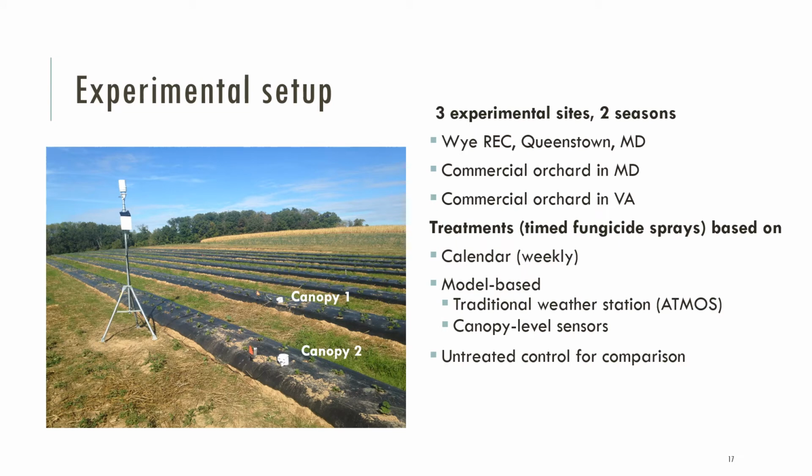The treatments for the timed fungicide sprays are based on 4 timings. The first one is a weekly calendar spray roughly on the same day every week. And then we have 2 model-based treatments. The first one gets the data from the weather station, which will be called MS on the following slides, and the other treatment gets the weather data from the canopy level sensors. And of course we have an untreated control.